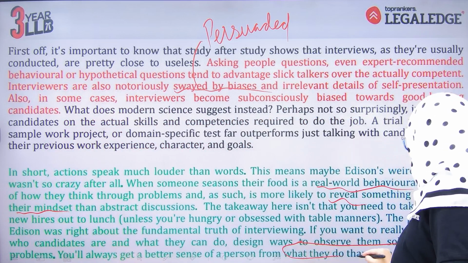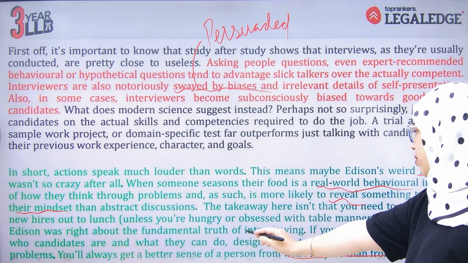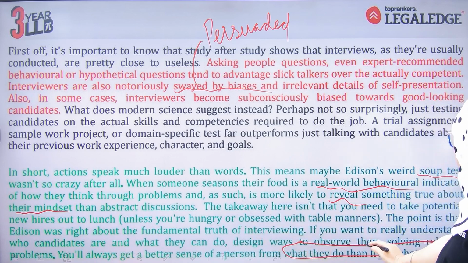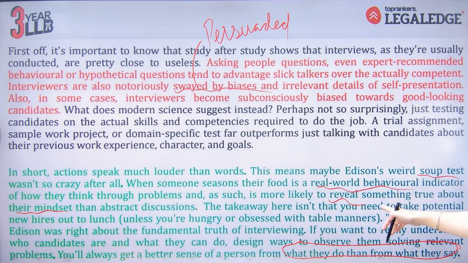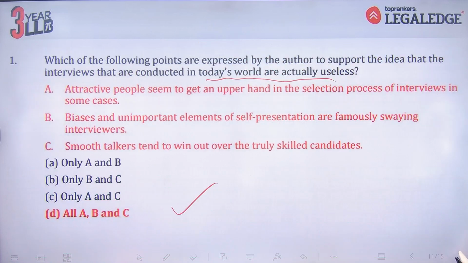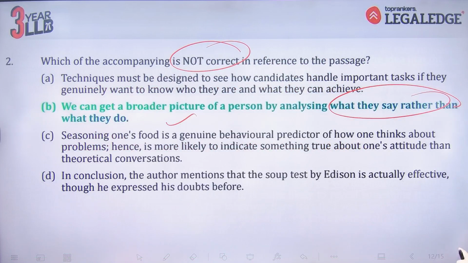यहाँ पे आप देख सकते हो, better sense of a person from what they do than from what they say. It is just the other way round. Okay, यहां पे उल्टा दिया हुआ है इसका. आप यहां दोबारा से देखिए, यहां पे it is just the other way round. यहां पर आप देखिए what they say rather than what they do, जबकि होना चाहिए था what they do rather than what they say. So it is just the opposite.